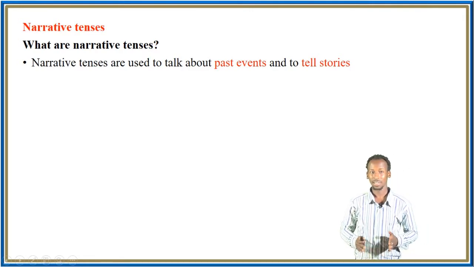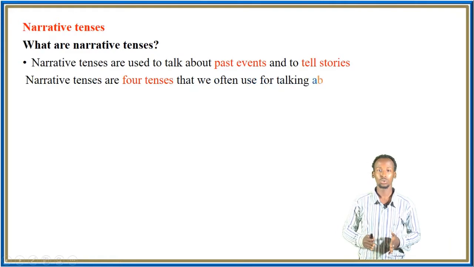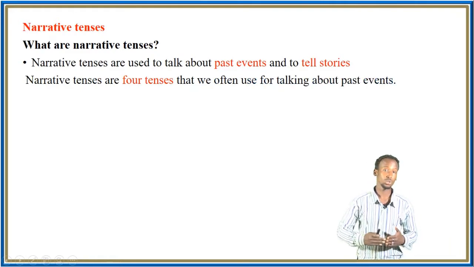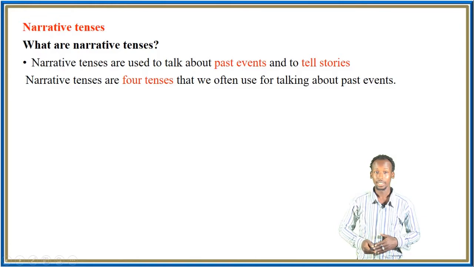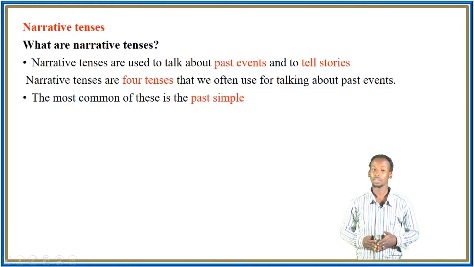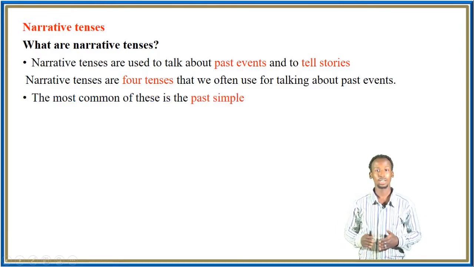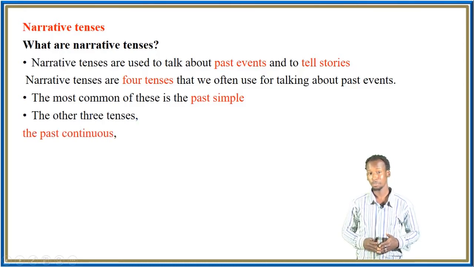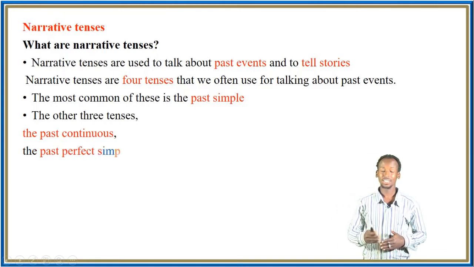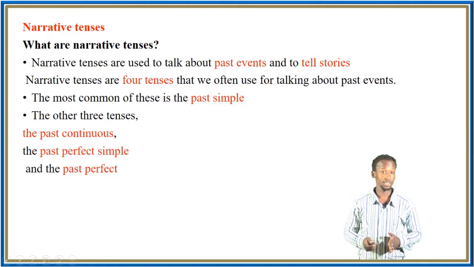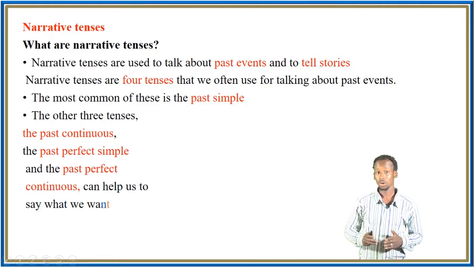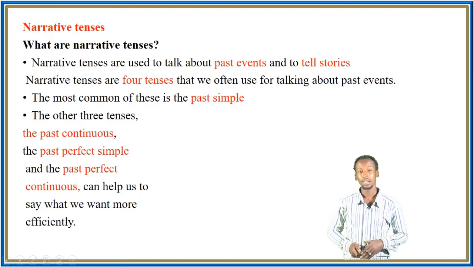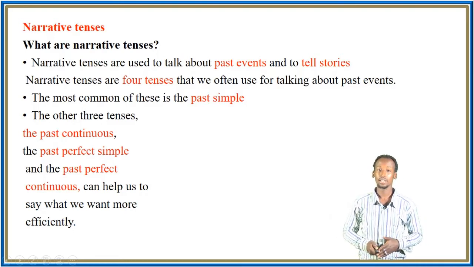Narrative tenses are tenses that are used to talk about past events or to tell stories. Narrative tenses are four tenses we often use for talking about past events. The most common is the simple past. The other three tenses are past continuous, past perfect simple, and past perfect continuous. They can help us to say what we want more efficiently.